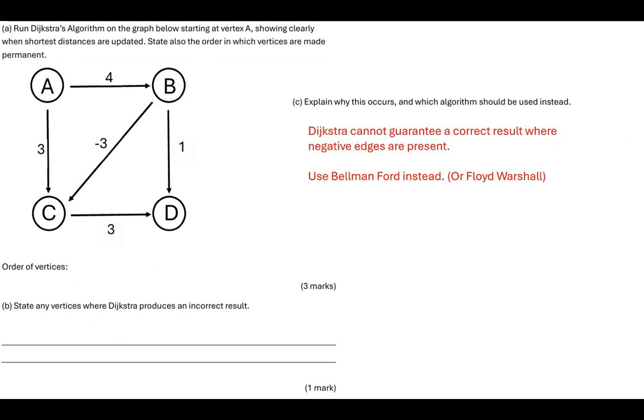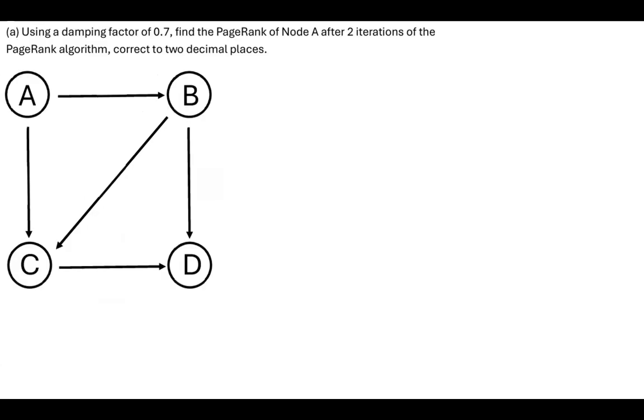Moving on from here, Dijkstra cannot guarantee a correct result when negative edges are present, and so we can use either Bellman-Ford or Floyd-Warshall. Okay, moving on, using a damping factor, etc. This is going to be a bit of a brutal one, but let's go through.